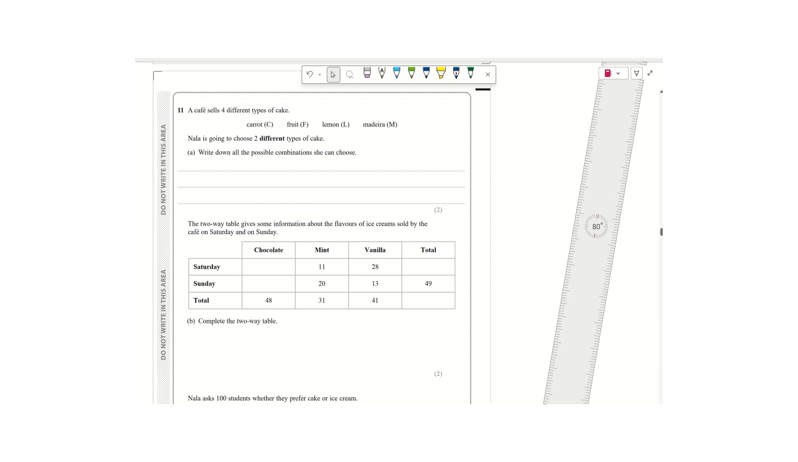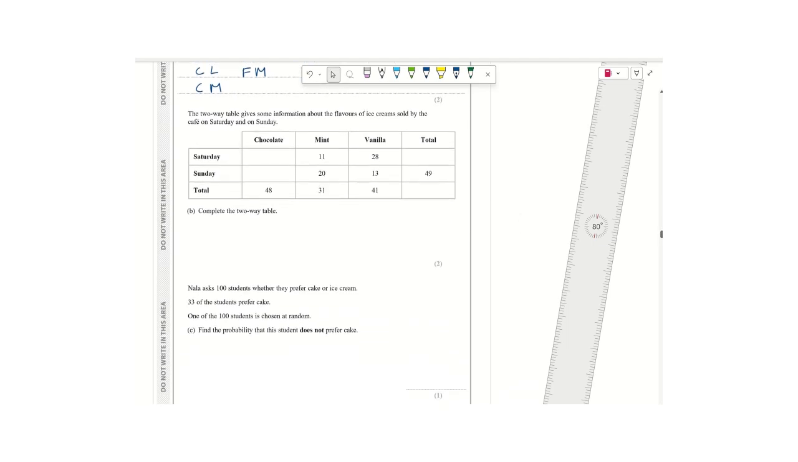Right, number 11. A cafe sells 4 different types of cake, and Nala is going to choose 2 different types of cake. What combinations can she choose? So she could have carrot with fruit, carrot with lemon, or carrot with Madeira. Fruit, she's already had fruit and carrot, so she could have fruit and lemon or fruit and Madeira. Lemon, she's already had lemon with carrot and lemon with fruit, so she could have lemon and Madeira. And that's all there are, because Madeira, we've already got all the options of Madeira with carrot, fruit and lemon.